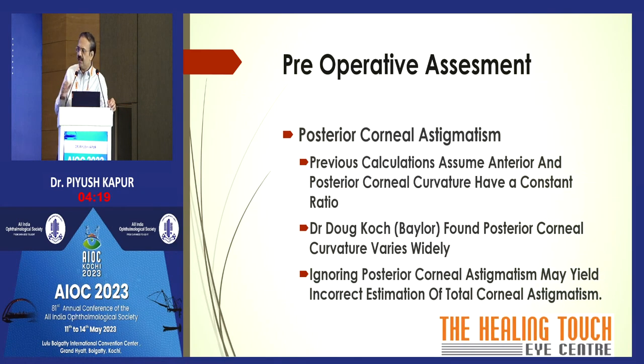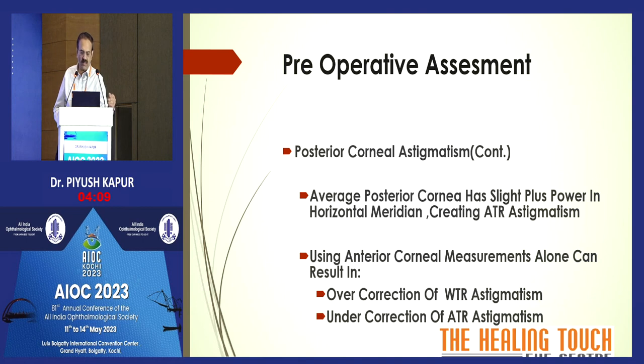It's very important that we have the right calculation of the posterior corneal astigmatism, which was not talked about in the past, but in the present days it is a must while treating astigmatism. As we know, most corneas have a little plus power in the posterior part in the horizontal meridian, as a result of which we generally tend to overcorrect with-the-rule astigmatism, and we can undercorrect against-the-rule astigmatism if we do not estimate our posterior corneal astigmatism.